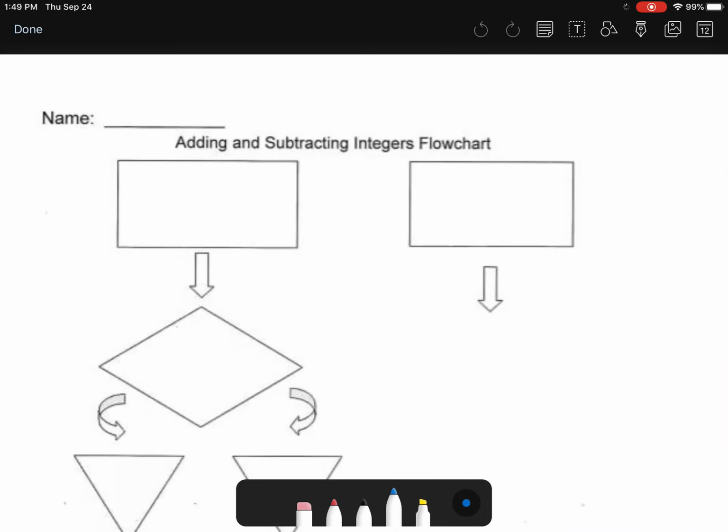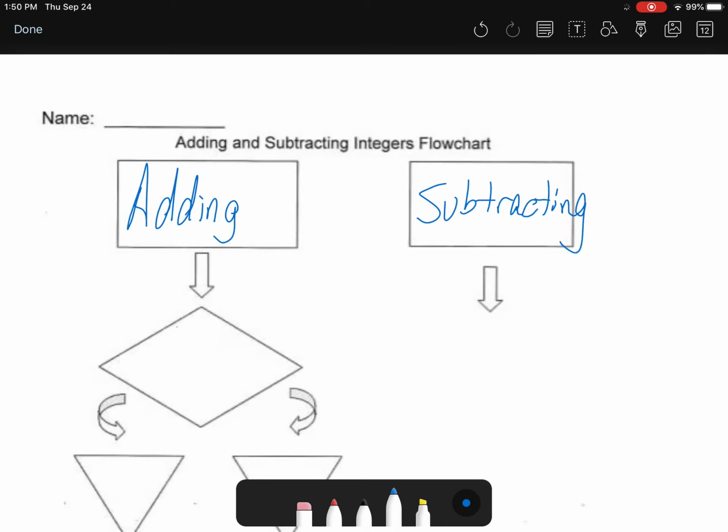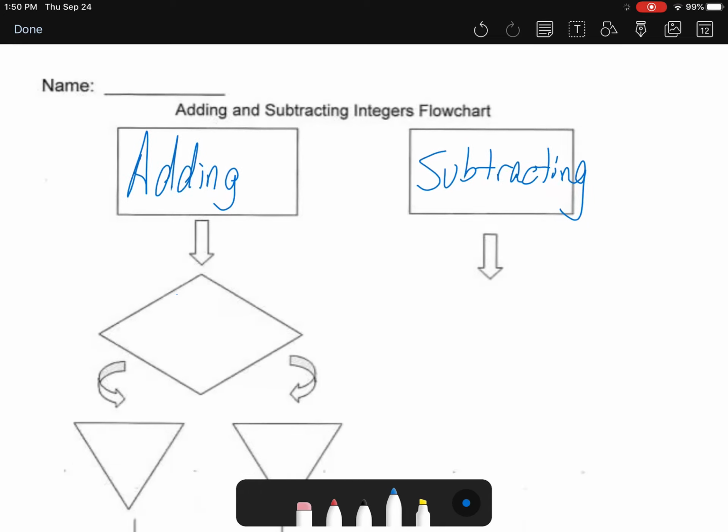Hey guys, so the point of this flowchart is to add and subtract integers without using a number line. So there are two different columns going on here. In the first column, we're going to be talking about adding integers. And then in the second column, we will be talking about subtracting. Let's worry about the adding column first.